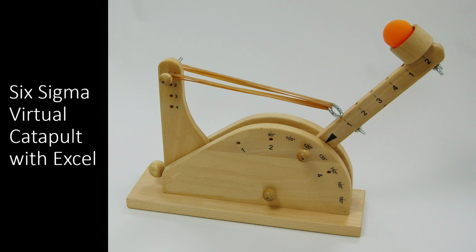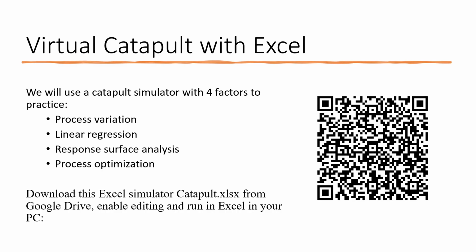A wooden catapult has been widely used in Six Sigma education to illustrate multiple factor process variation and optimization. We will use a catapult simulator in Excel. We will use a catapult simulator with 4 factors to practice: process variation, linear regression, response surface analysis, process optimization.